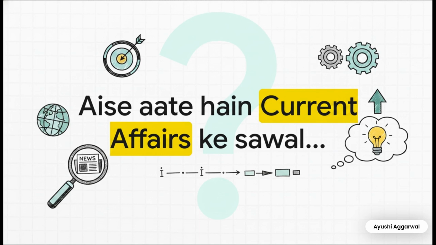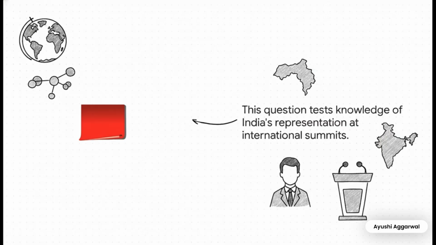So let's break it down with a real example that was asked in this year's paper. The paper asked who represented India at the SCO summit held in China. Now, this question makes it crystal clear that their focus is on high-level international relations and India's specific role in them. It's not just about where the summit happened.